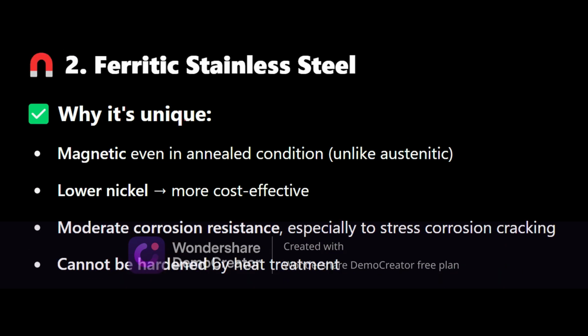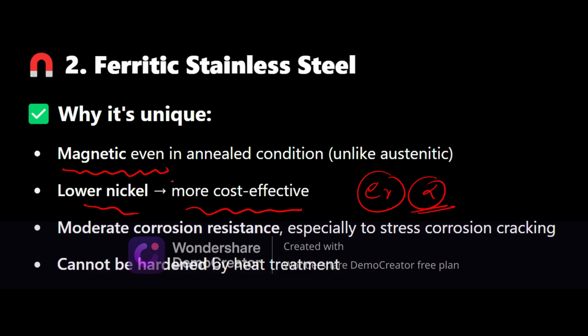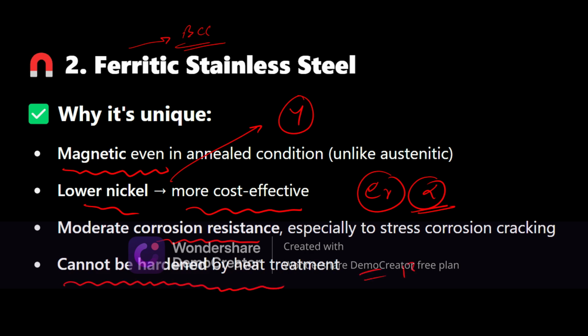Similarly, in case of ferritic stainless steel, it is magnetic, lower nickel, so most cost effective. And as I said, chromium is there, so it acts as an alpha stabilizer. And lower nickel means we don't have any gamma stabilizer. So that's why FCC is not stable. BCC is stable because of alpha stabilizer. So it has moderate corrosion resistance and especially good resistance to stress corrosion cracking. And as I told, it cannot be hardened by heat treatment because BCC is very stable. So we can't convert BCC into FCC. So we will not be having BCT crystal structure to increase the hardness.